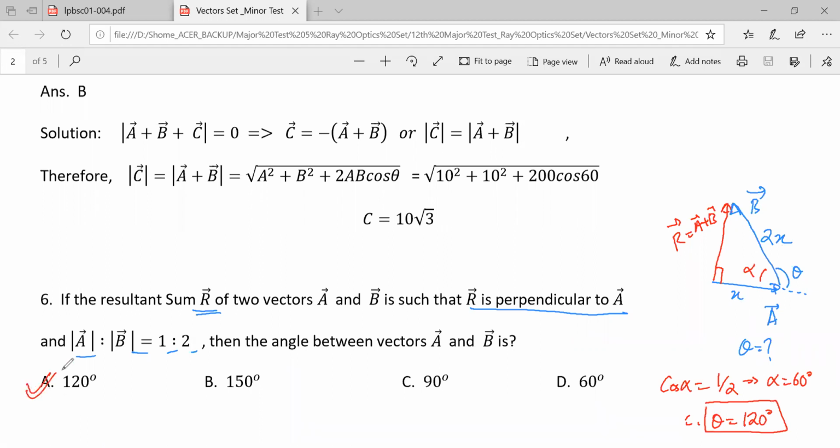So this is the easiest way of doing the question. I'll also show you the algebraic way of solving it, but the geometrical method is easier because you're dealing with a right angle triangle.